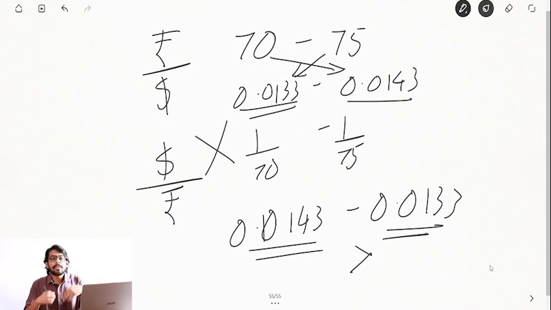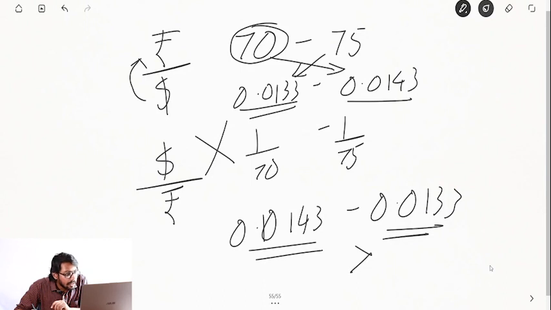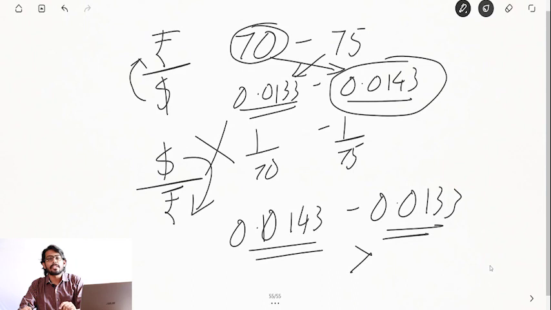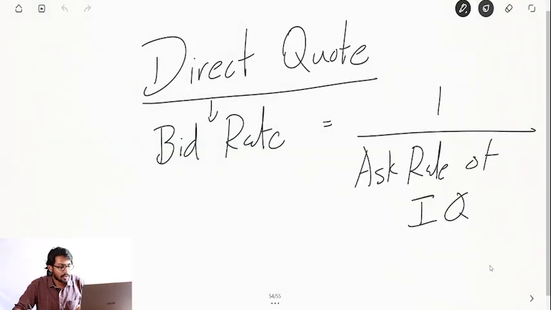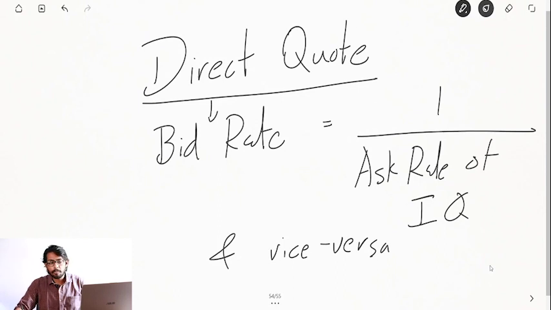In any question you take, for example, over here you go up the bid, you are taking 70. Here you will go down the ask. 1 by 70 is 0.0143. That will tally. Okay, understand? So, bid rate of direct quote is equal to 1 by ask rate of indirect quote and vice versa. Ask rate of direct quote is 1 by bid rate of indirect quote and vice versa. Please have that relationship with you in your book.